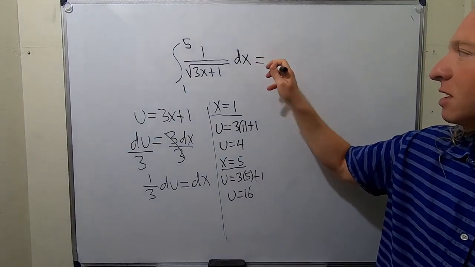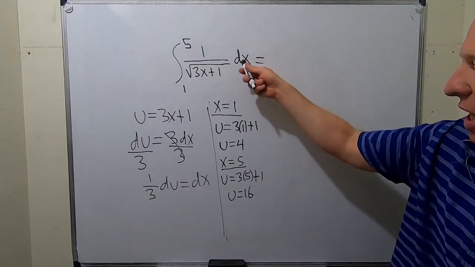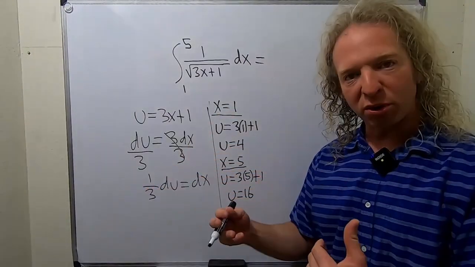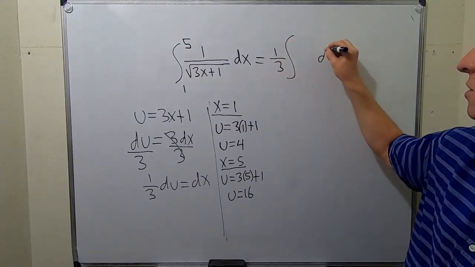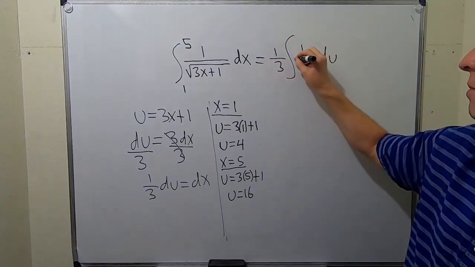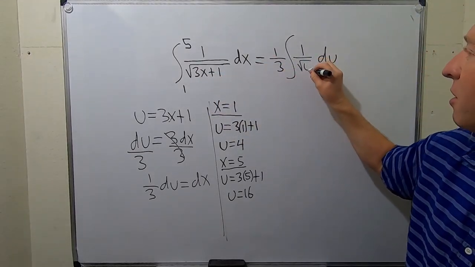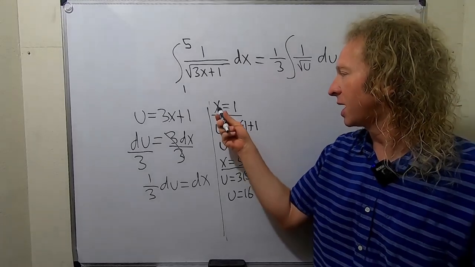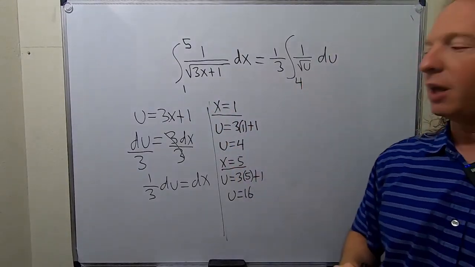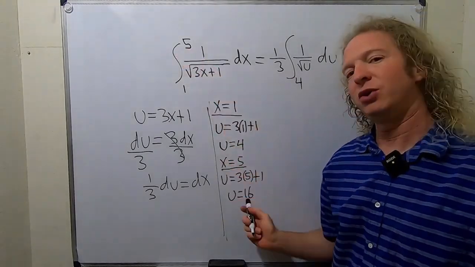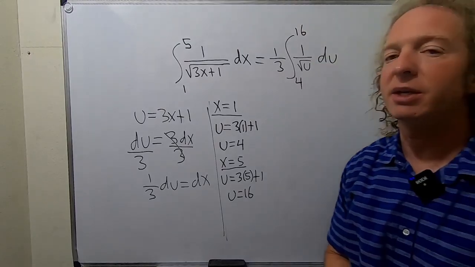All right, now we're going to make the substitution and change everything. Let's be careful. The dx is 1/3 du, so we can pull out that 1/3. So 1/3, then we have the du. Then we have the 1 up top. On the bottom, we have the square root of u. And then our limits are now u values. When x is 1, u is equal to 4, so this becomes a 4. And when x is 5, u is 16, so this becomes a 16. Really nice.